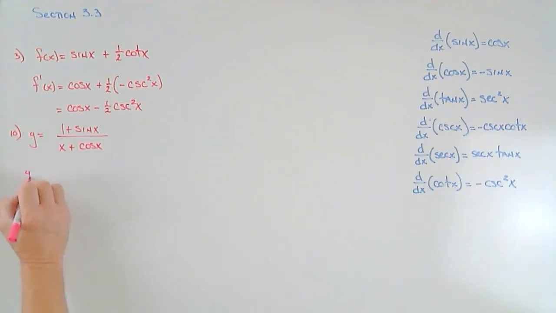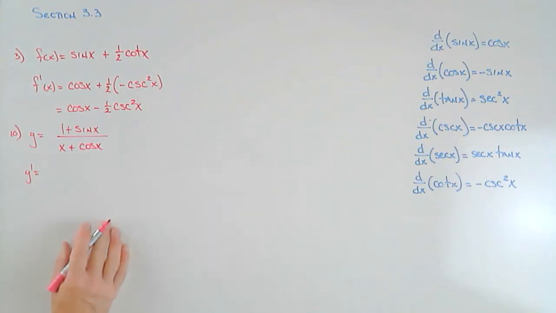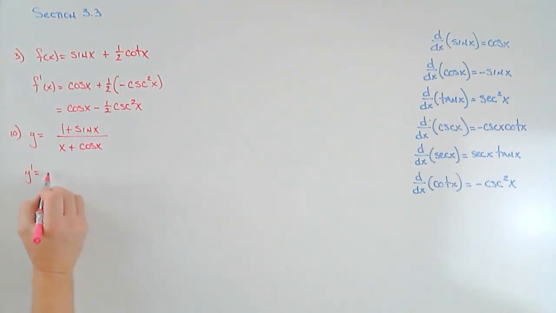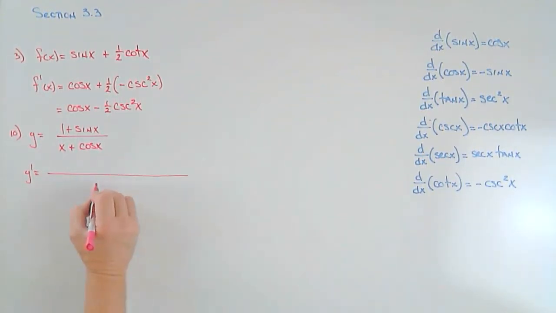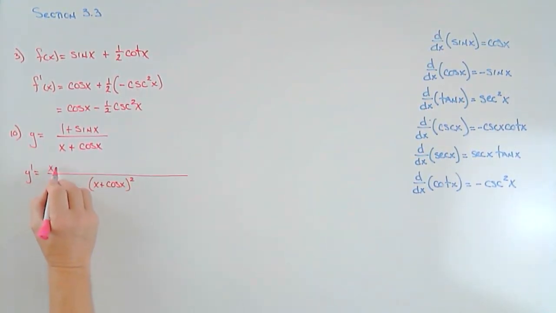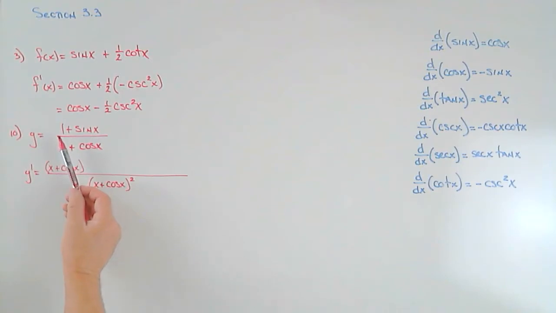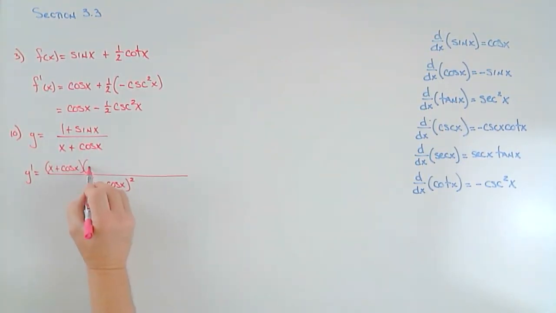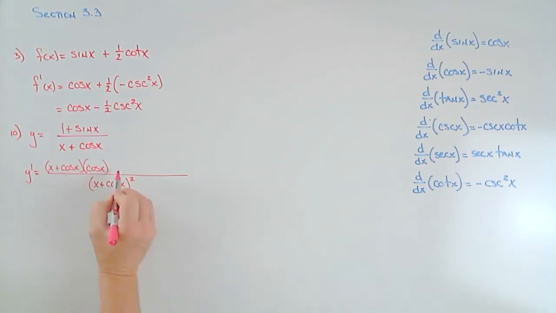Now we have a very rigid beginning to solving the quotient rule problem. We put our denominator here, and we square. We put our denominator here. All right, this is how we begin every quotient rule problem. Now we take the derivative of the numerator. The derivative of 1 is 0. The derivative of sine is cosine. So we're going to put that right there.